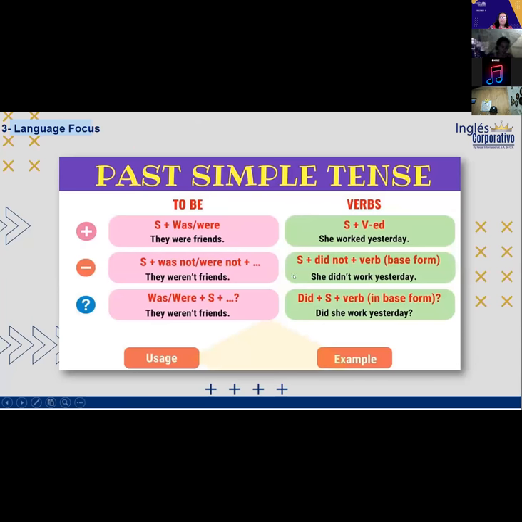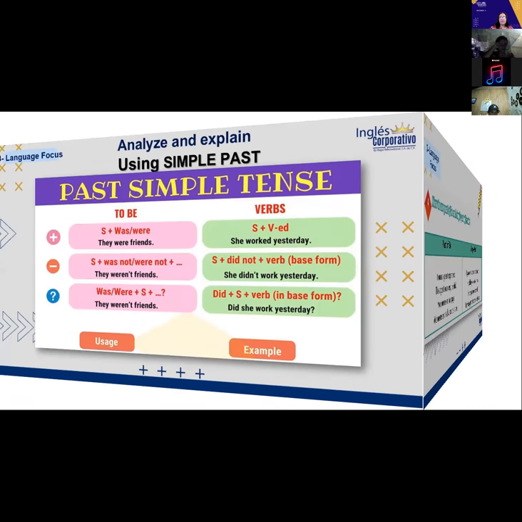But, the simple past, okay? The past of be, we have the subject, was or were, they were friends. This is in affirmative. In negative, the subject was not or were not, they weren't friends. And in question, was or were at the beginning, okay, were they friends? Okay, this is the structure, so don't worry. I can share this material with you later.